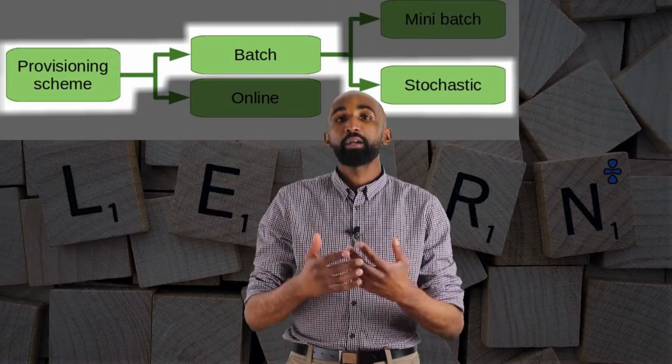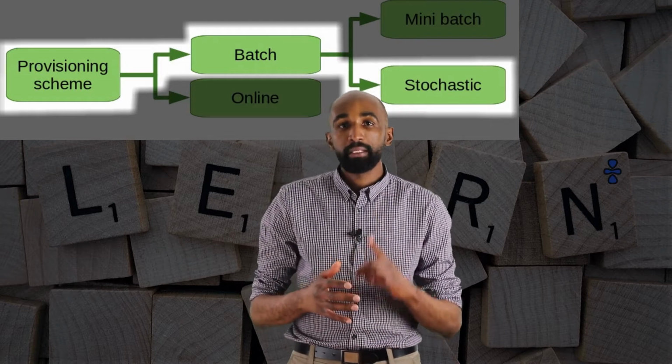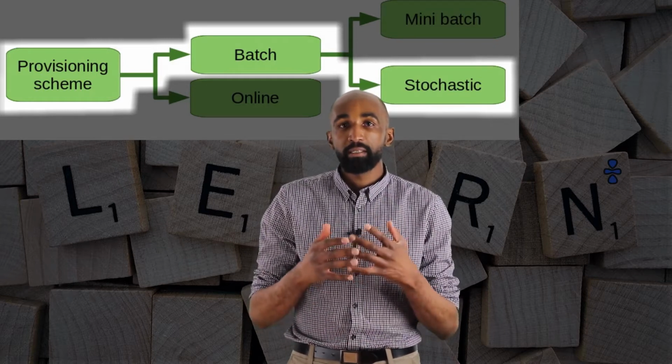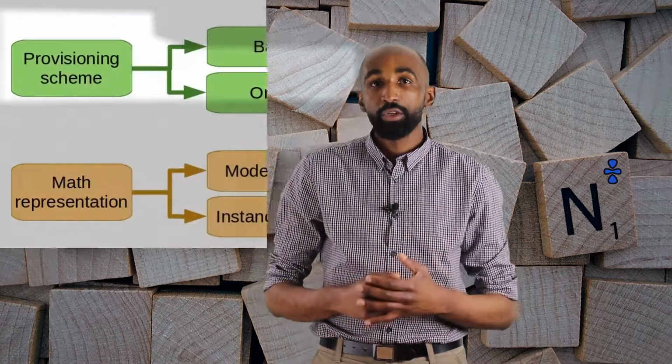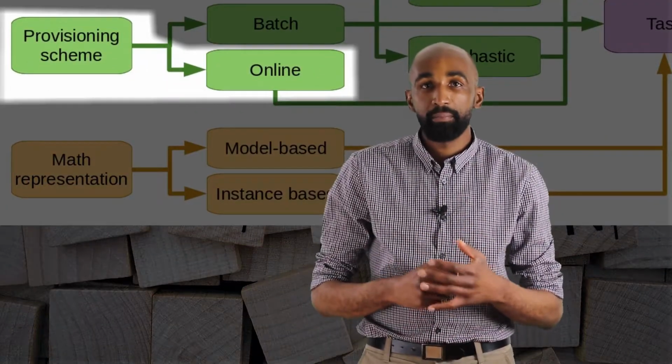A stochastic algorithm consumes one element at a time and picks this element according to a probability distribution. Finally, some data access and management methods allow to load in memory only the data needed for a calculation at a given time.